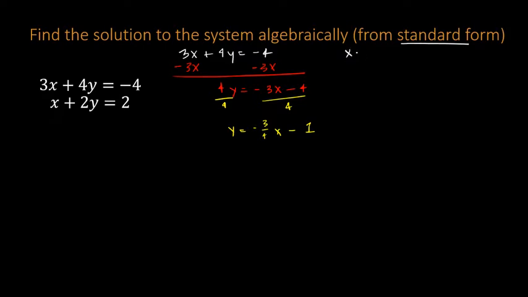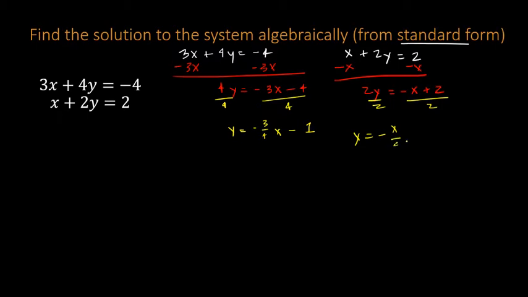Now I have to do my other one. So I've got x plus 2y equals 2. All right, so I will subtract x from both sides. I get 2y equals negative x plus 2. I'll divide both sides of my equation by 2. I get y equals negative x over 2 plus 1.